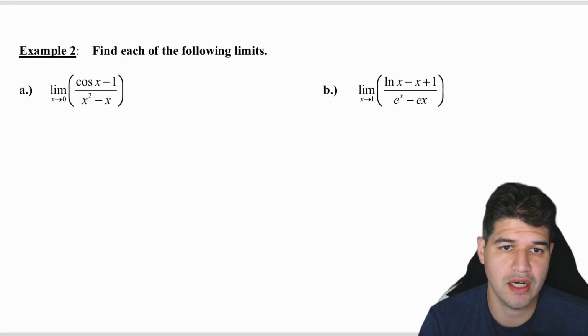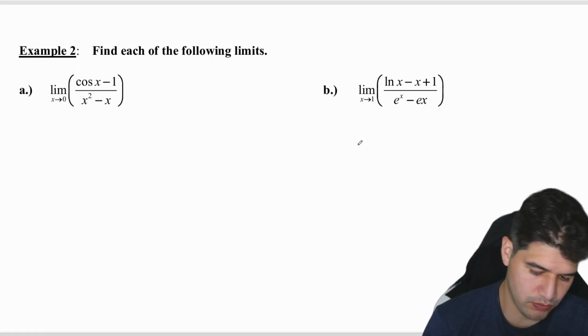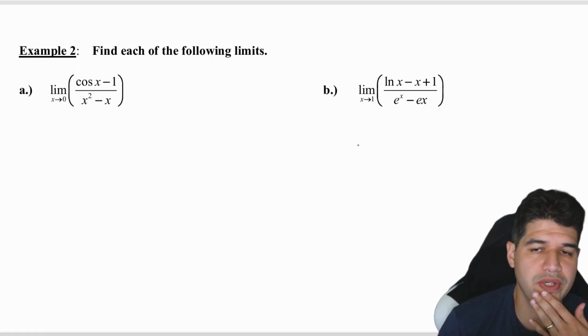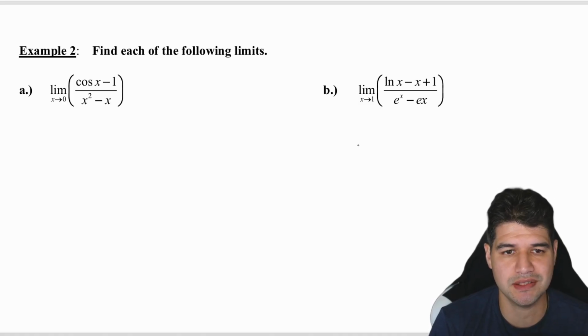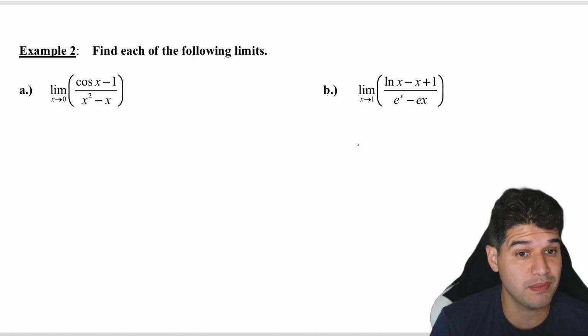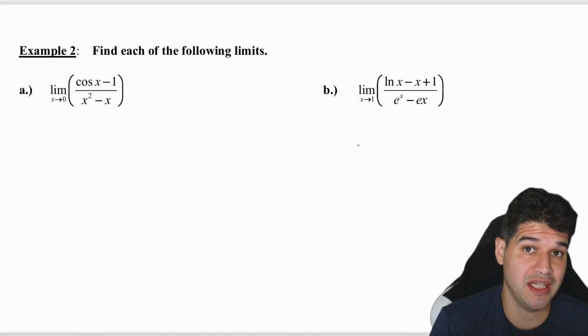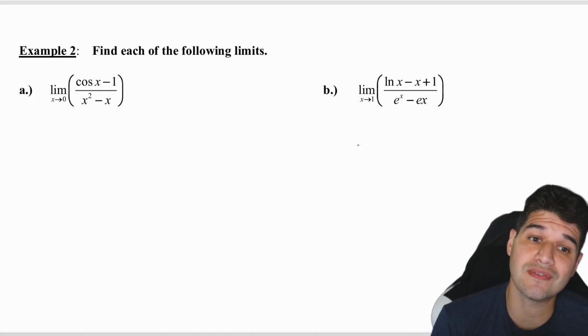All right, here we are in example A. We just want to find the following limits. Now in this problem, I told you guys back when we were studying limits that you didn't need to memorize this, but what we could remember is what is cosine of x minus 1 over x. Now let's say you don't remember that, right?